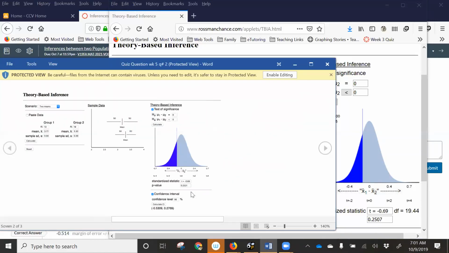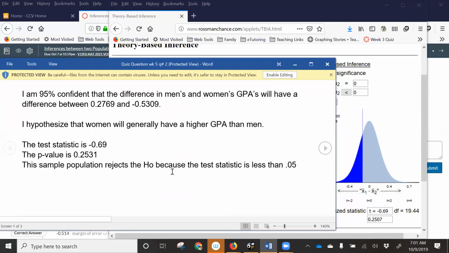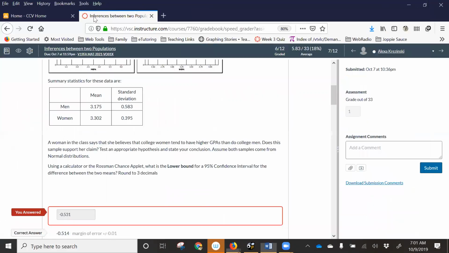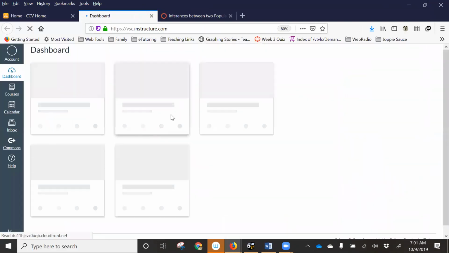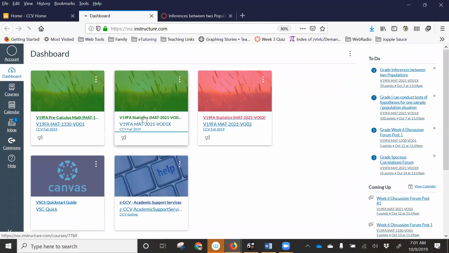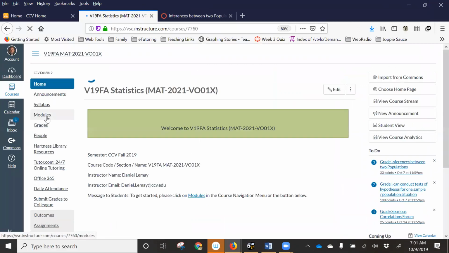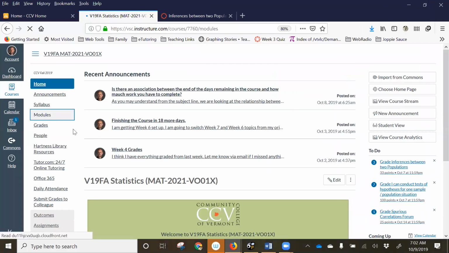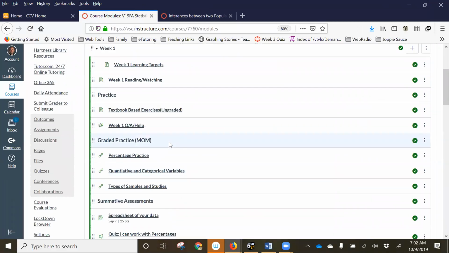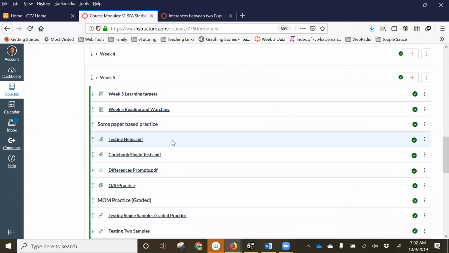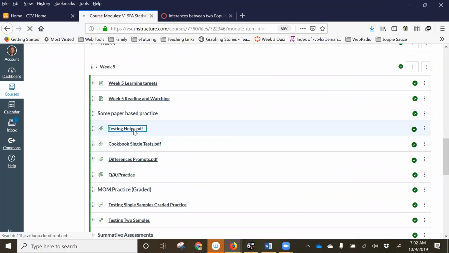Okay, and then what you want to do is make a statement in the claim of the problem. So it looks like you did have that set up right. Good. But then you've got to put your claim in context. So if we come back here, let me open another instance of the course. It's this one, and then modules. We wanted you to look at this flow chart right here, this testing help file.